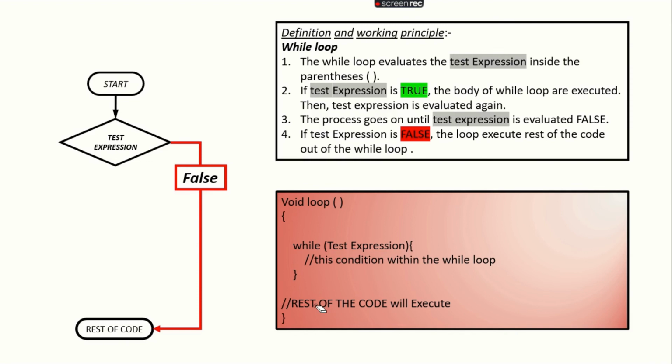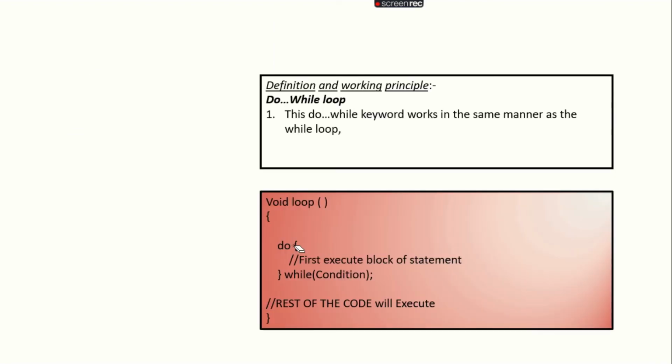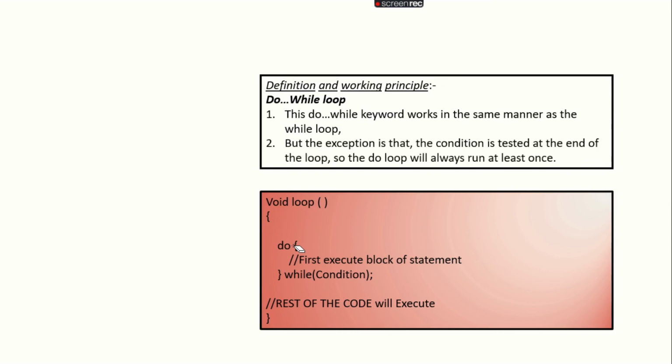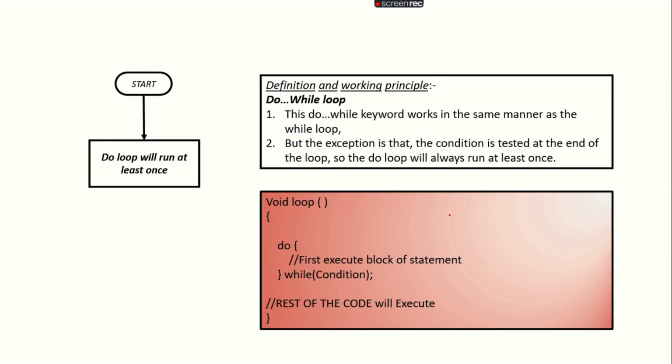So next I will show the do while loop and how it works. The do while keyword works in the same manner as the while loop, but the exception is that the condition is tested at the end of the loop. First let's check the flowchart. At the start of the program, the do loop will run at least once. At the end of the loop it checks the while condition.